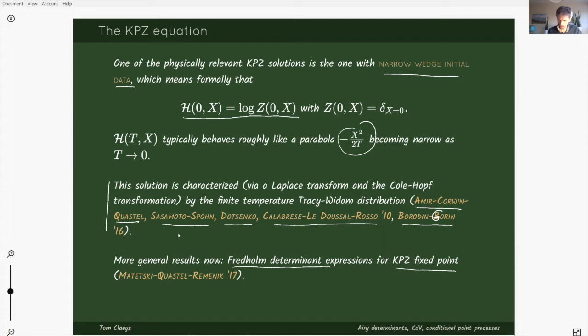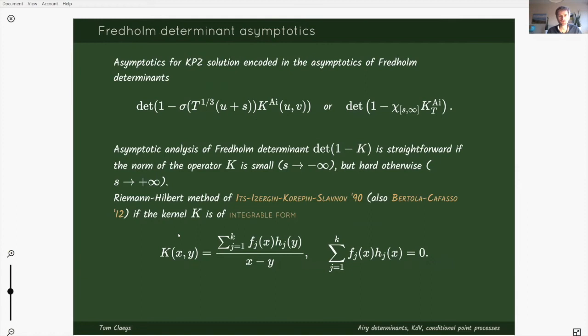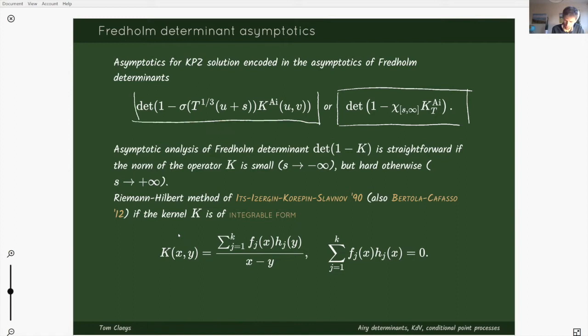Okay, so the main message for us to take from this KPZ business is that if we're interested in understanding this KPZ solution with narrow wedge initial data, then all we need to do is to understand this finite temperature Tracy-Widom distribution, that's this Fredholm determinant, or another one, because you can prove using some algebraic manipulations of the operators that these two determinants are actually equal.